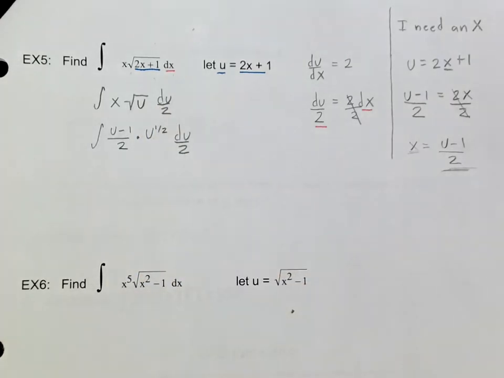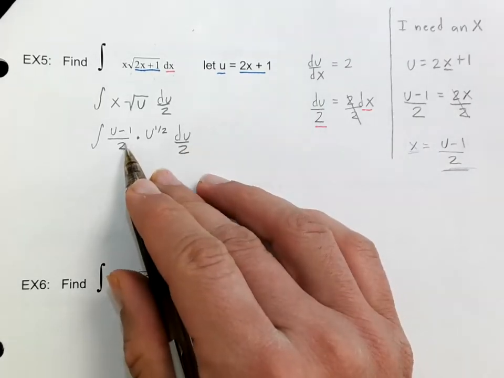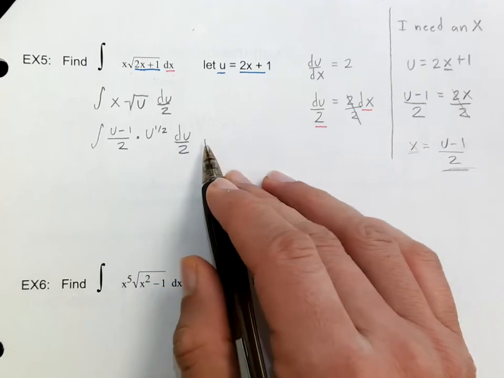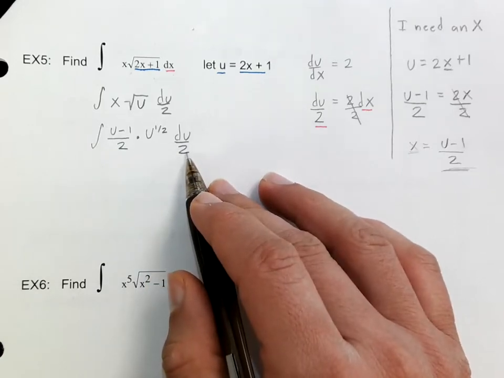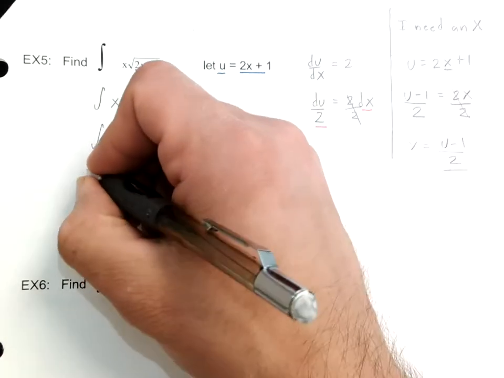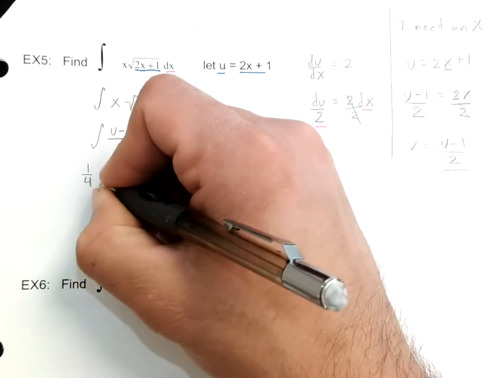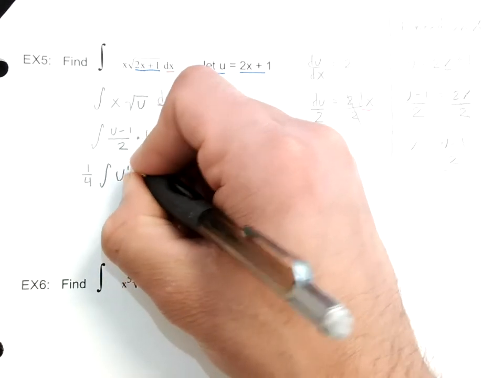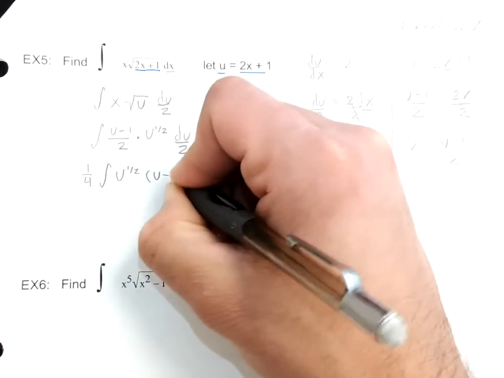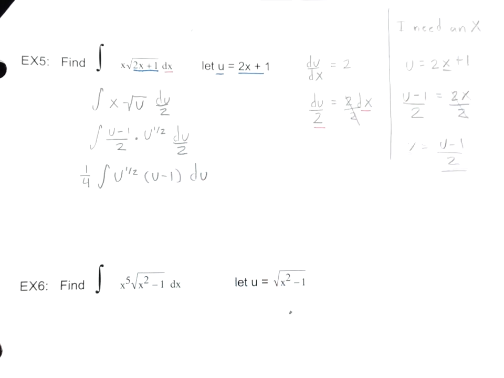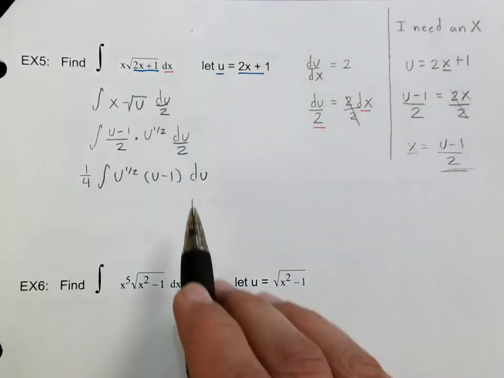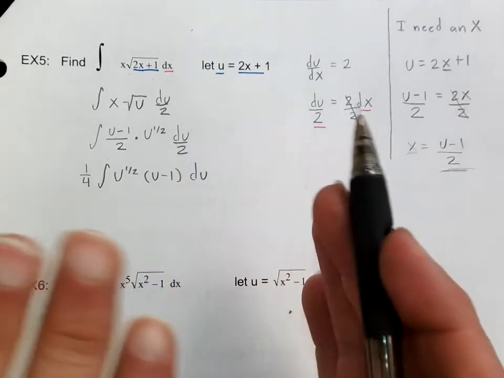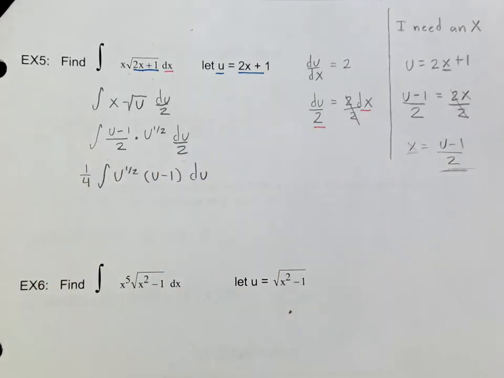Okay, so the next step is to try to multiply everything together. Notice that this 2 in the denominator times this 2 in the denominator is going to become 1/4. I'm going to write the 1/4 outside because it's a constant, and then I would end up with u to the 1/2 times u minus 1 du. All I've done so far is multiply these 2's in the denominator and pull out the constant. Now I'm going to distribute.